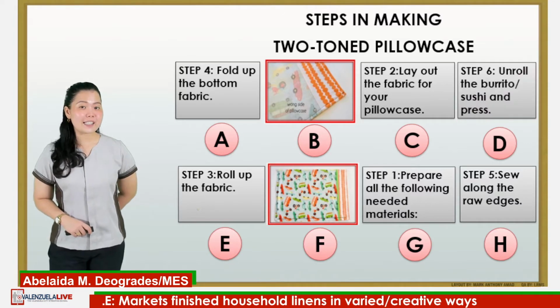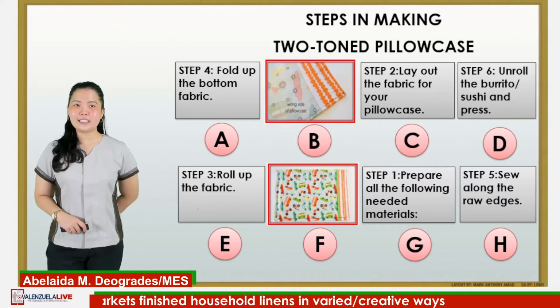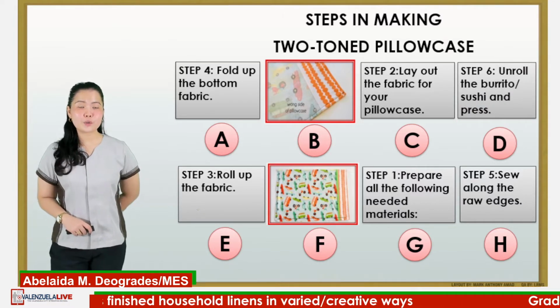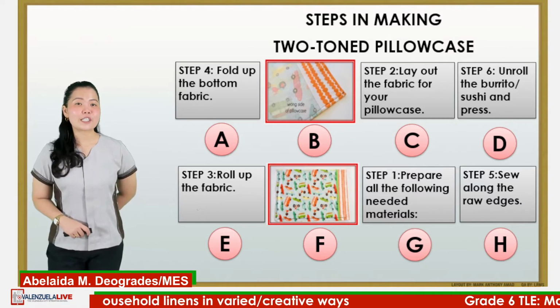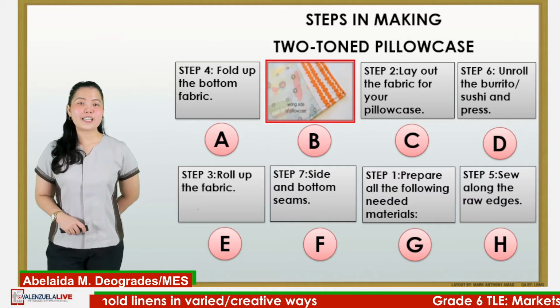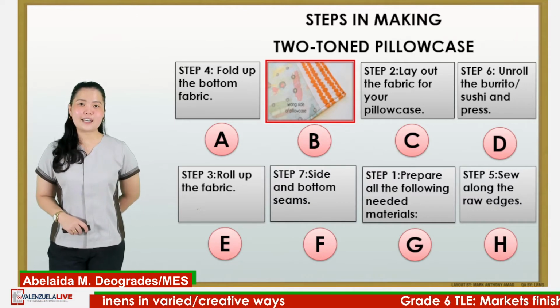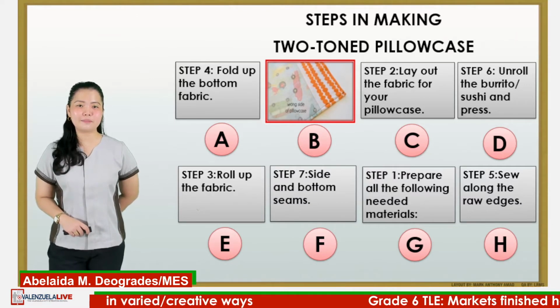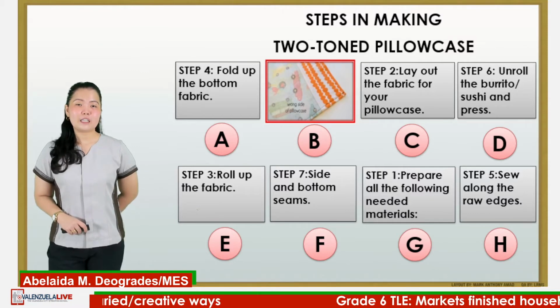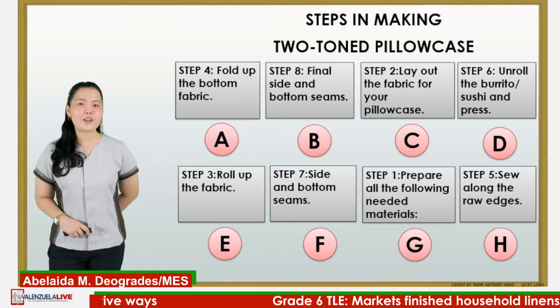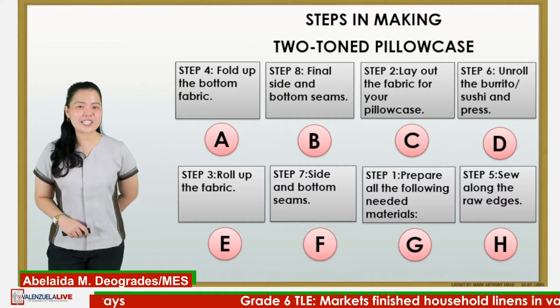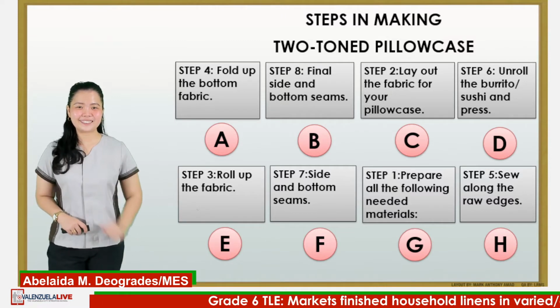For step 6, if your answer is letter D, unroll the burrito sushi and press, you're correct. For step 7, if your answer is letter F, side and bottom seam, you're correct. And for our last step, if your answer is letter B, final side and bottom seam, you're correct. Give yourself a virtual clap.